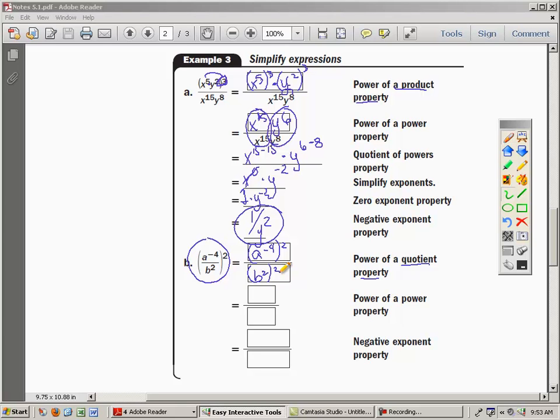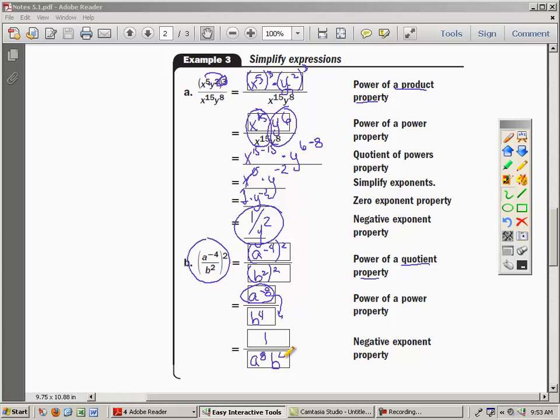Anyway, a to the negative 4 to the 2nd becomes, again, second power. That's power of a quotient because both things get a second power. This becomes a to the negative 8. This becomes b to the 4th. And then a to the negative 8, since it's a negative power on top, it becomes a positive power on the bottom. So this becomes 1 over a to the positive 8th.